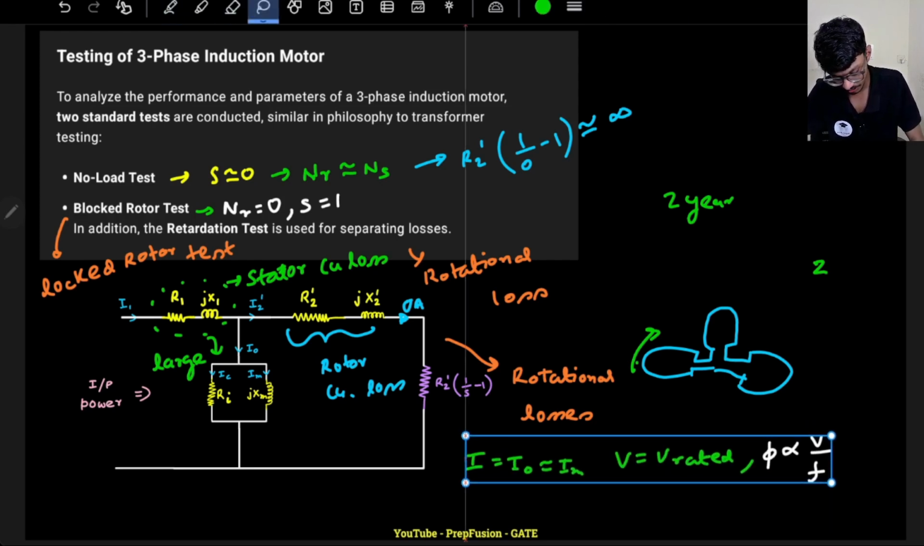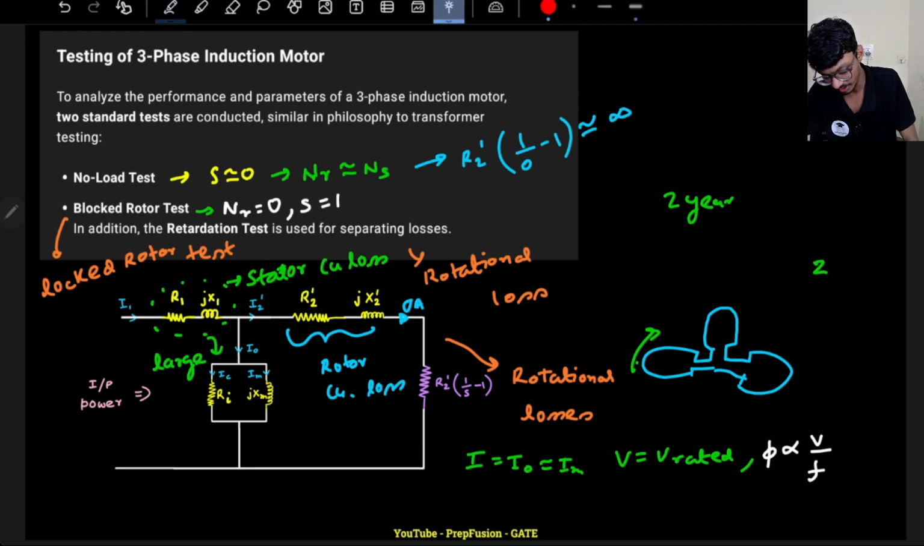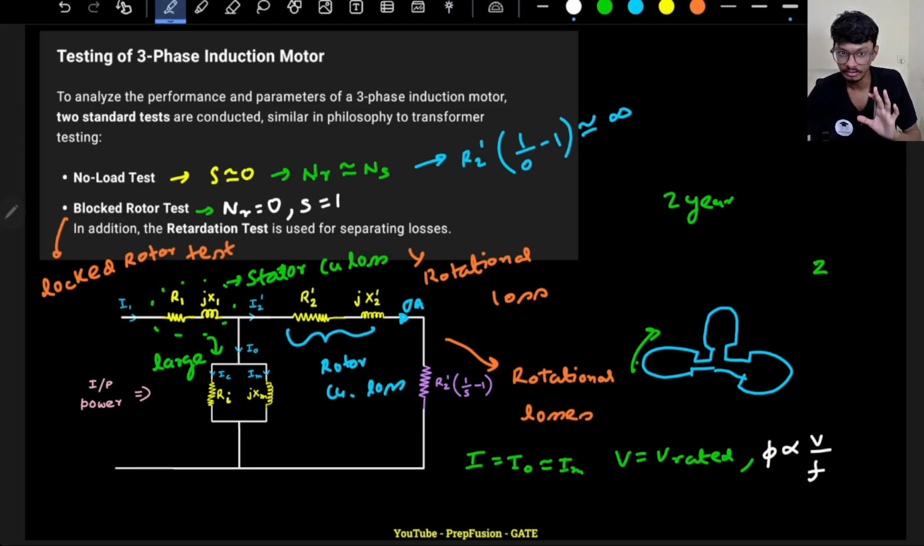So if phi is proportional to V by F, that means, what can I say? Obviously frequency is constant, so I have to provide rated voltage. If I provide rated voltage, I'll get rated flux. So I have to provide rated voltage. What will the wattmeter measure? I told you, right? The wattmeter will measure the overall power consumed in the circuit.